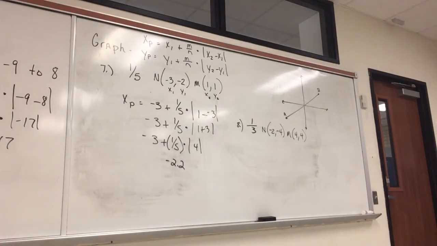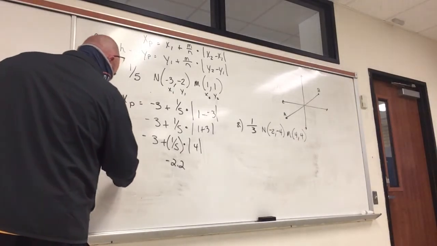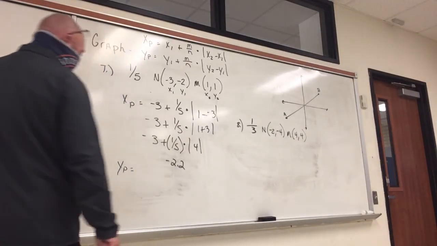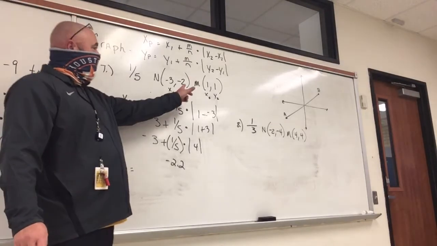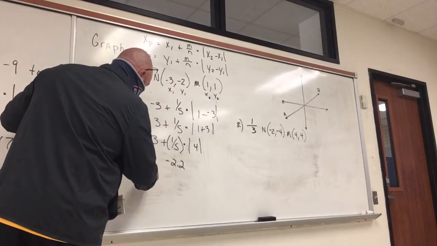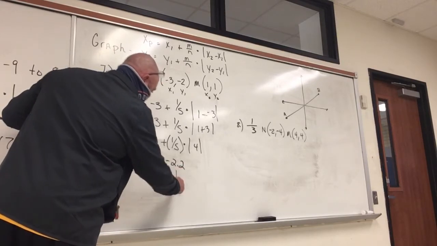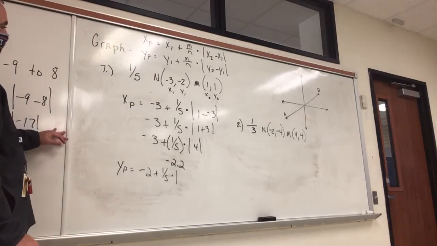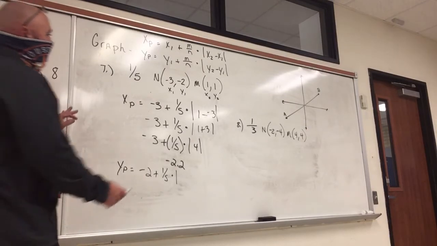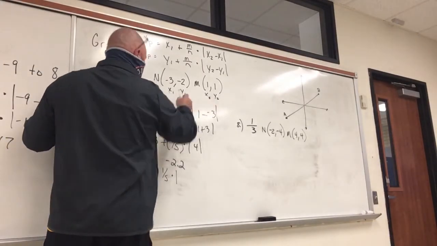Okay? Now you guess what you gotta do? You aren't done, because now you gotta find the Y coordinate. Okay, so here we go. Y point equals Y1, which is negative 2, plus 1/5 times the absolute value of Y2 minus Y1, 1 minus negative 2.